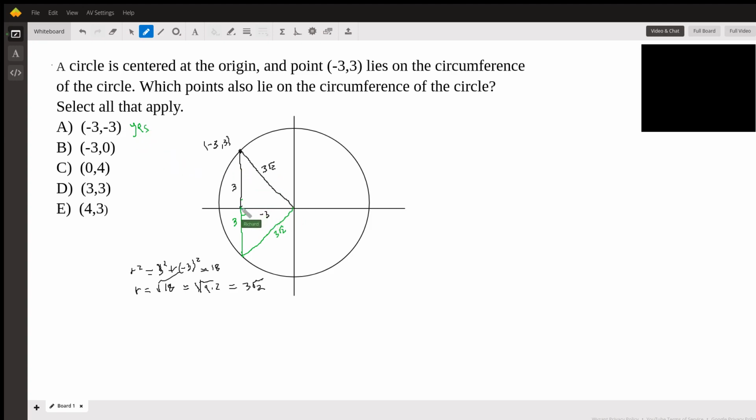-3, 0 is right here. Let me change colors again. It's right there, so that's a no.